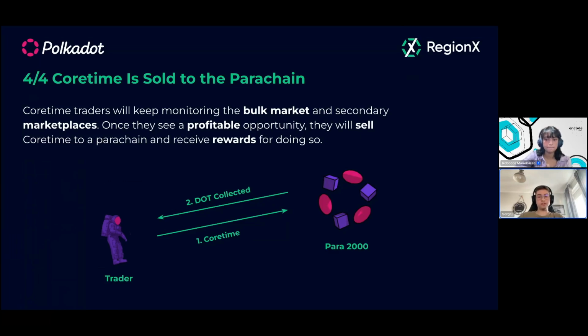Also, once this happens, depending on the parachain, all the contributors will receive some rewards in the parachain's native token, or however they define. So essentially, the contributors will be rewarded for contributing their DOT tokens for the core time procurement.